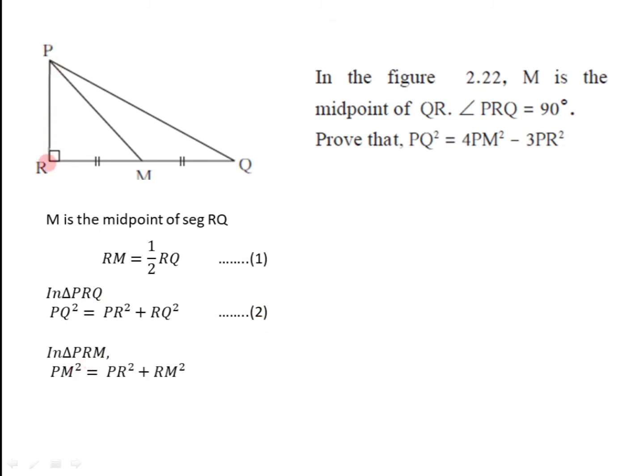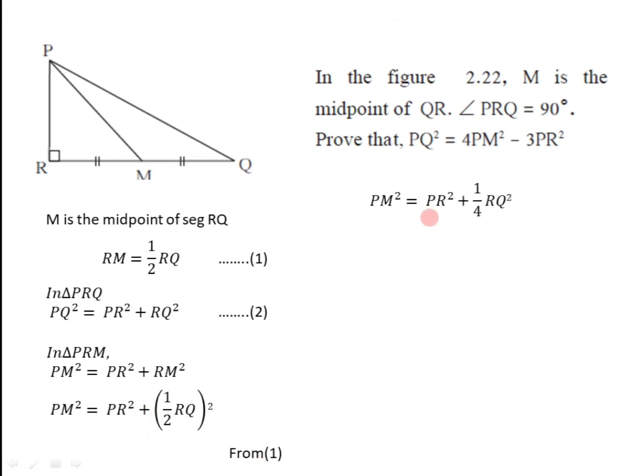Again consider triangle PRM. This is also a right angle triangle where PM is the hypotenuse. Now this time if we apply the Pythagoras theorem, we can write PM square, that is hypotenuse square, is equal to PR square plus RM square. So this is by Pythagoras theorem. So we get PM square is equal to PR square plus RM square. Here we have the substitution for RM. In equation 1 we have proved that RM is equal to half of RQ. So instead of RM we should write 1/2 RQ bracket square. And this is from 1.